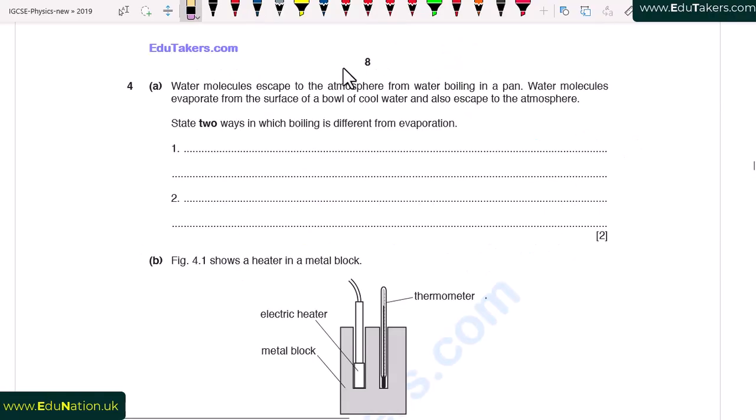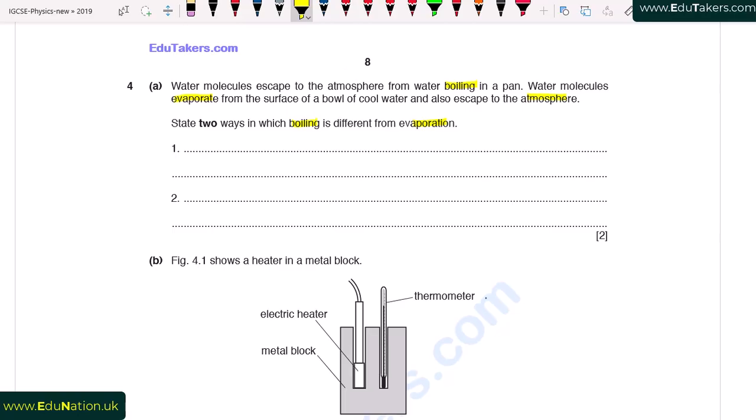Question number 4, part A. Water molecules escape to the atmosphere from water boiling in a pan. Water molecules also evaporate from the surface of a bowl of cool water and escape to the atmosphere. So first there is boiling and second there is evaporation. State two ways in which boiling is different from evaporation. So we have to differentiate between boiling and evaporation.